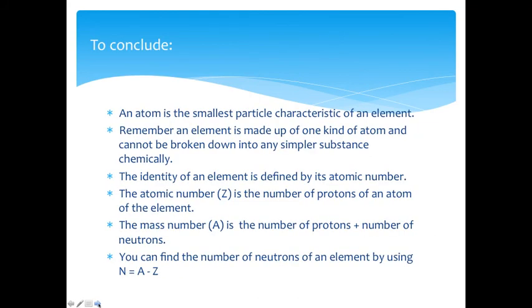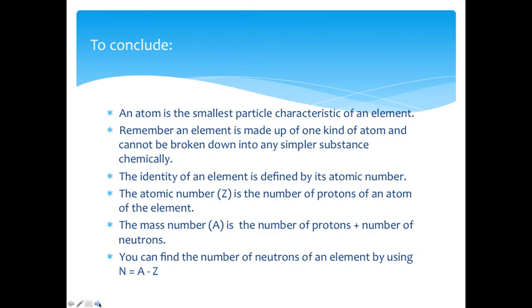To conclude, an atom is the smallest particle characteristic of an element. Remember, an element is made up of one kind of atom and cannot be broken down into any simpler substance chemically. The identity of an element is defined by its atomic number. The atomic number is the number of protons of an element, more specifically of an atom of the element.